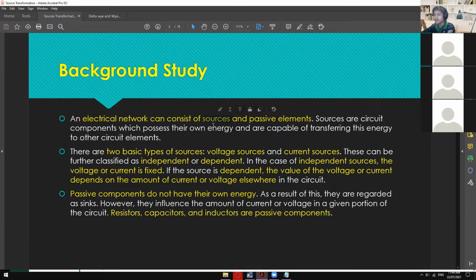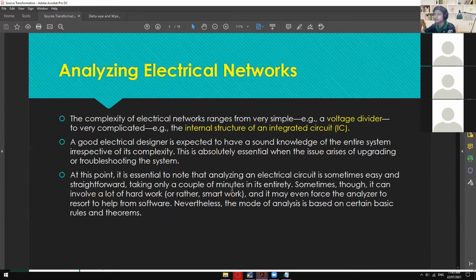And then we can divide these sources into two. Other than having a current source and a voltage source, we can also have an independent source and a dependent source. As its name implies, an independent source stands alone. It doesn't depend on the other components or on the passive components. But for a dependent source, the value of the voltage or current depends on the amount of current or voltage elsewhere. Meaning this one is dependent on one or two components that you have in your electrical circuit.